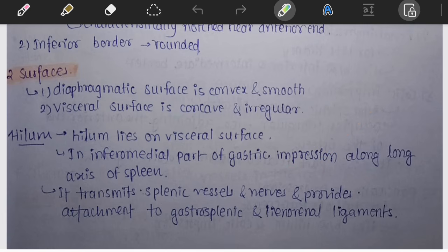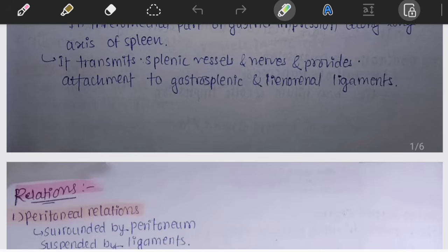Now the second surface is completely different. That is the visceral surface. It is concave and irregular. Why irregular? Because several abdominal organs are pressing against it and producing characteristic impressions. And this is where the spleen becomes very interesting. On the visceral surface, think of four important impressions: gastric, renal, colic, and pancreatic.